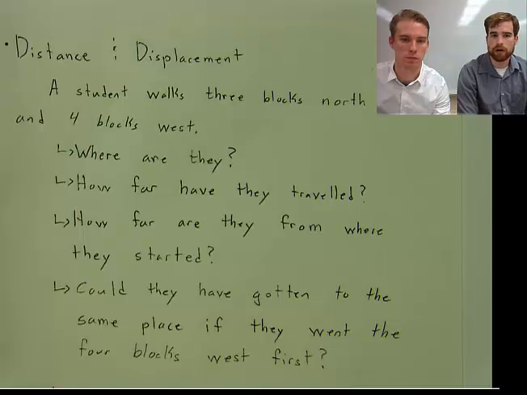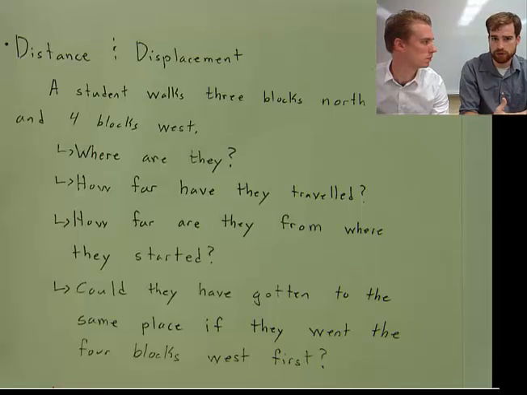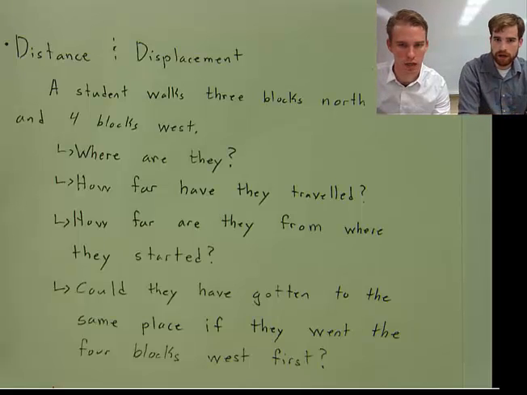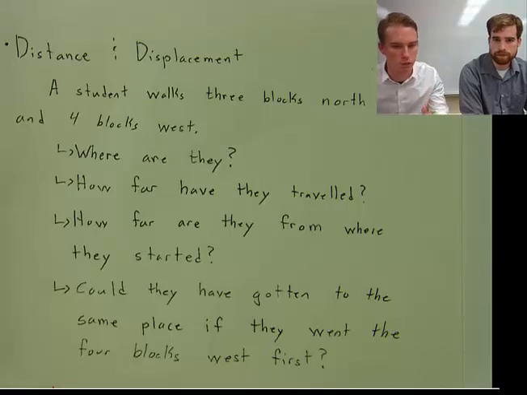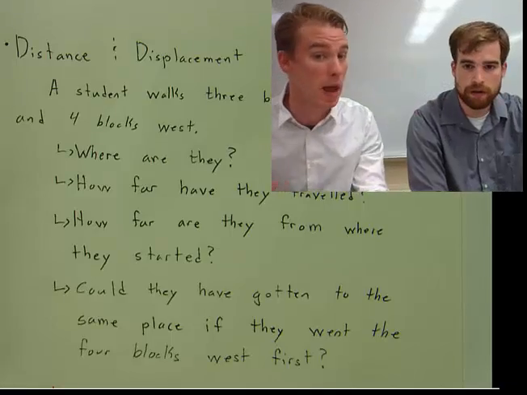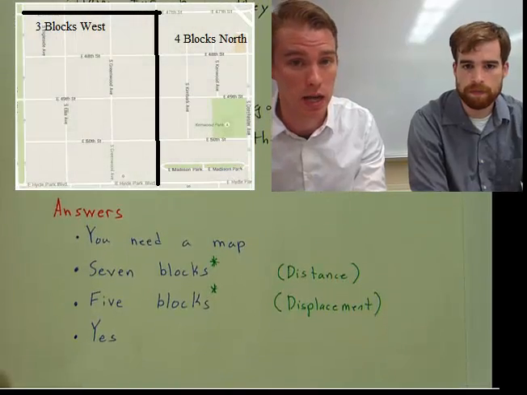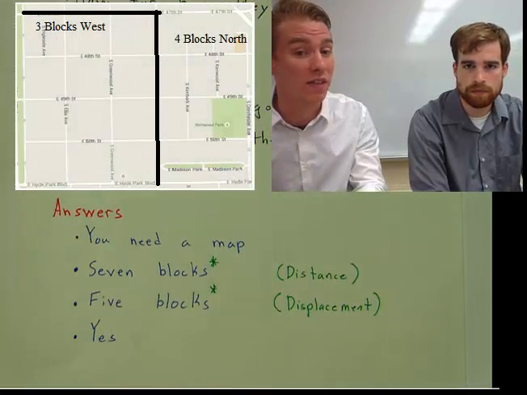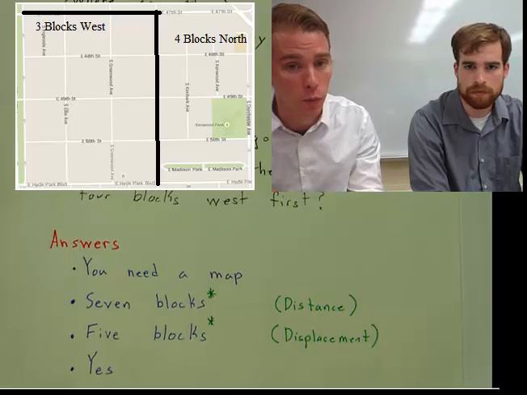Okay, so this is a simple question of someone walking 3 blocks north, 4 blocks west. And we want to know where they are, how far they've traveled, and all this jazz. So here are the answers. Where are they? You need a map. You need a map to know where somebody is, right? How far have they traveled? They've walked 7 blocks.